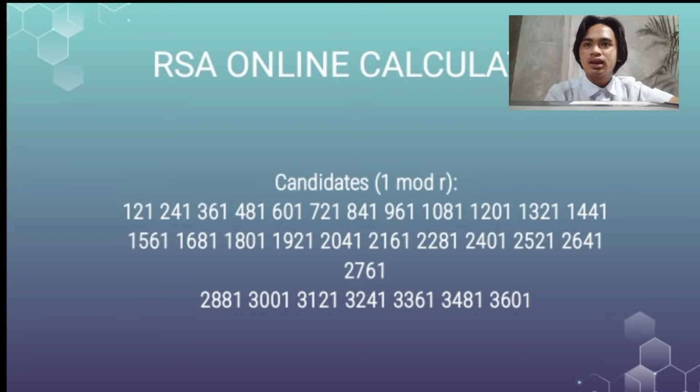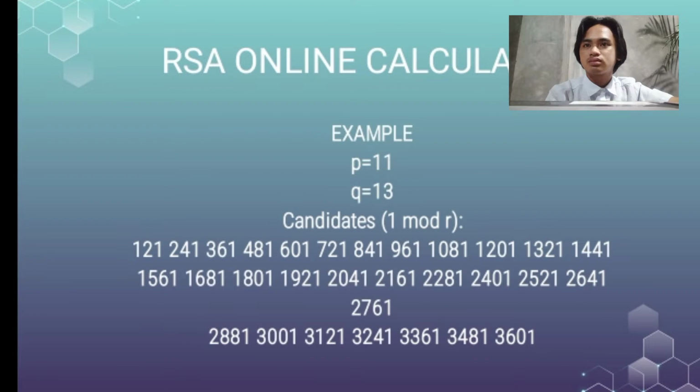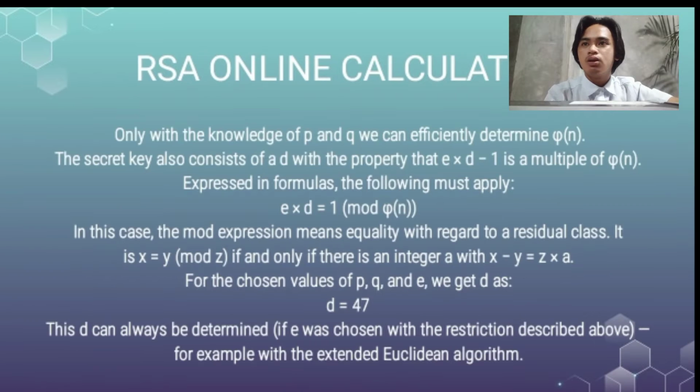RSA candidates for 1 mod R are 121, 241, 361, 481, etc. Example: if P is equal to 11 and Q is equal to 13, these are the candidates for 1 mod R: 121, 241, 361, 481, 601, etc. Only with the knowledge of P and Q can we efficiently determine phi(n).